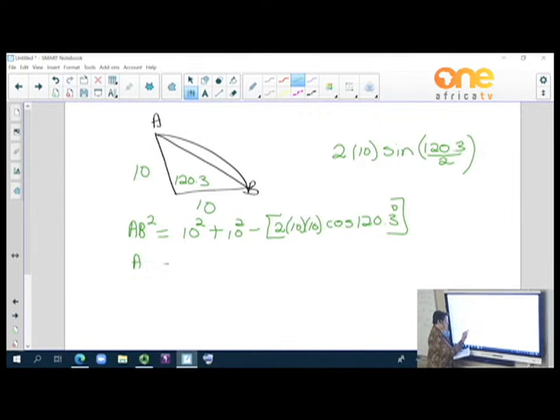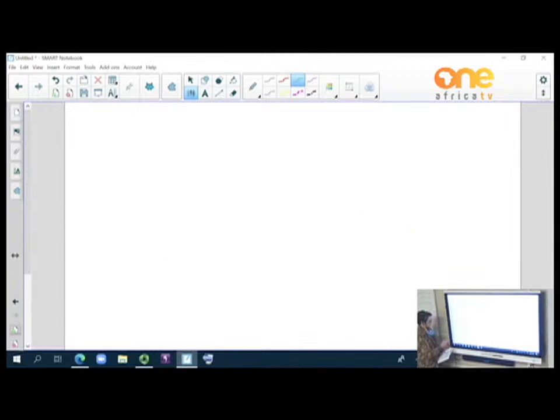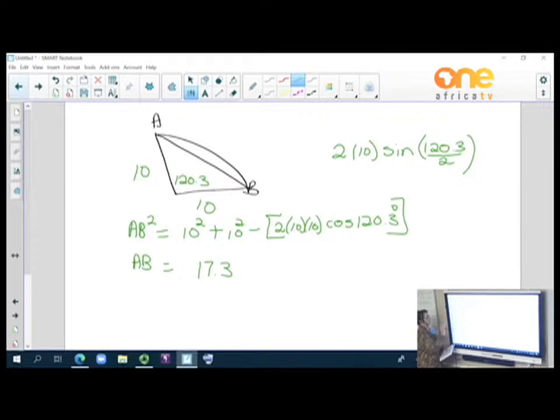And then remember to write AB. It's not AB squared anymore. And it is then 17.3 with trigonometry. So all the time we are busy with trigonometry as well. And then the last question, am I too quick, Jan Armand?